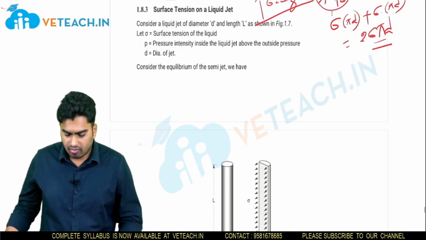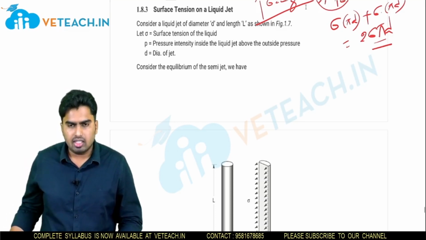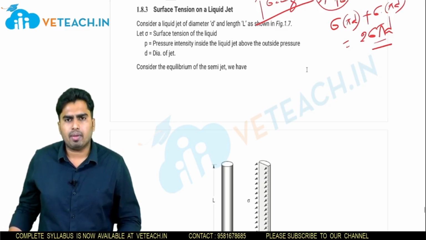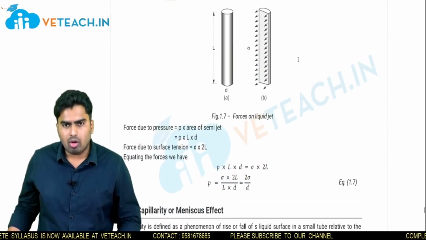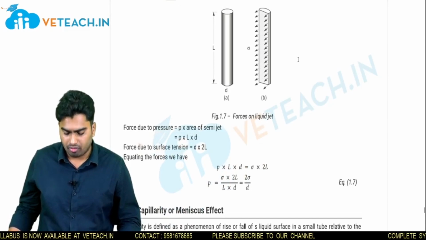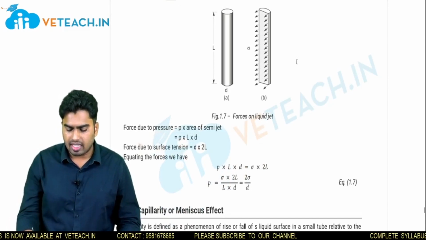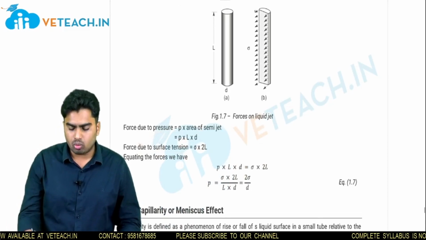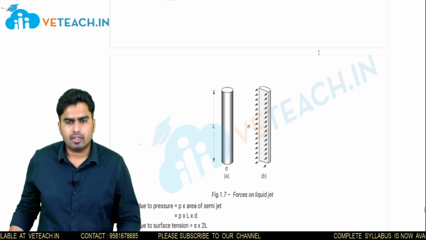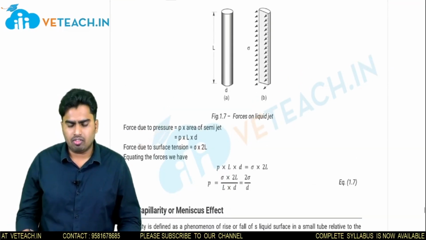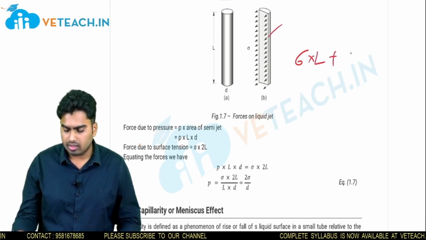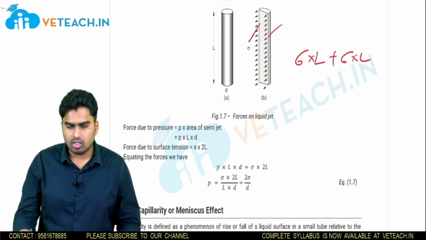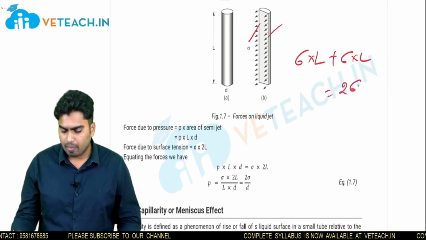So if we see, we have a liquid jet of length L and diameter d. Let P be the pressure inside the liquid jet and d is the diameter of the jet. Then we have to equate the surface tension force with the pressure force. So here the surface tension is acting on the two edges of this liquid jet. So here the surface tension force is sigma into L on this side, plus sigma into L on this side. So it will be 2 sigma L.